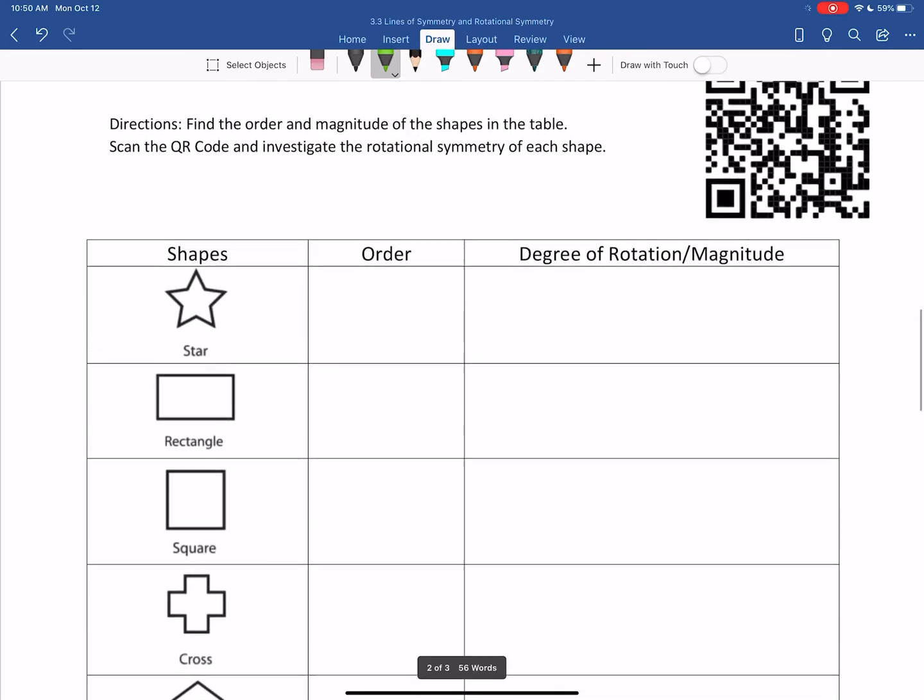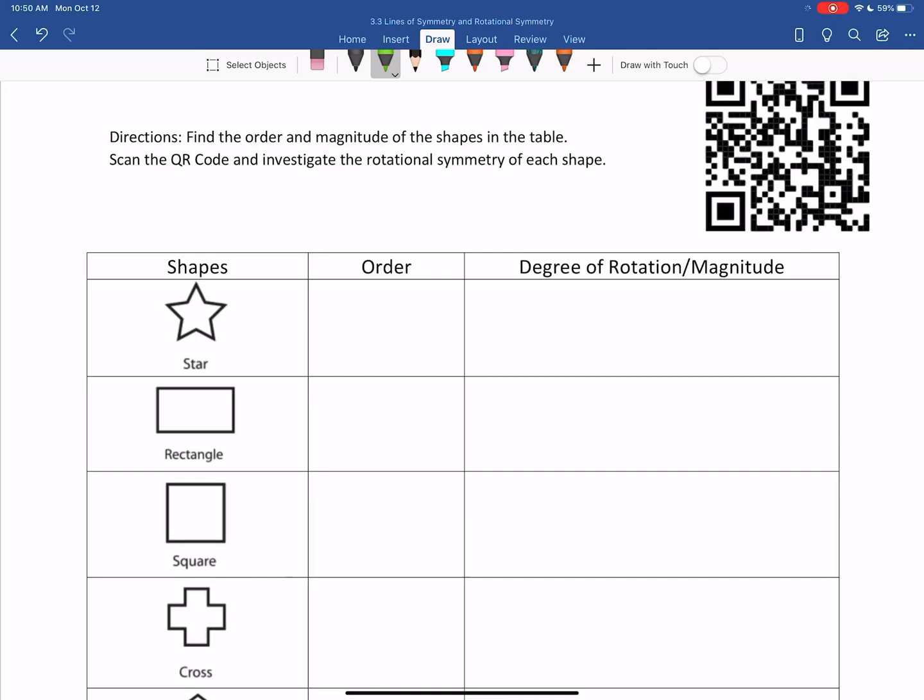Okay, and then we have our rotational symmetry. After going through this GeoGebra link, you should be able to rotate and find the order, which is the number of times a shape rotates and maps back onto itself within 360 degrees. So for this star, you should notice that it has an order of 1, 2, 3, 4, 5.